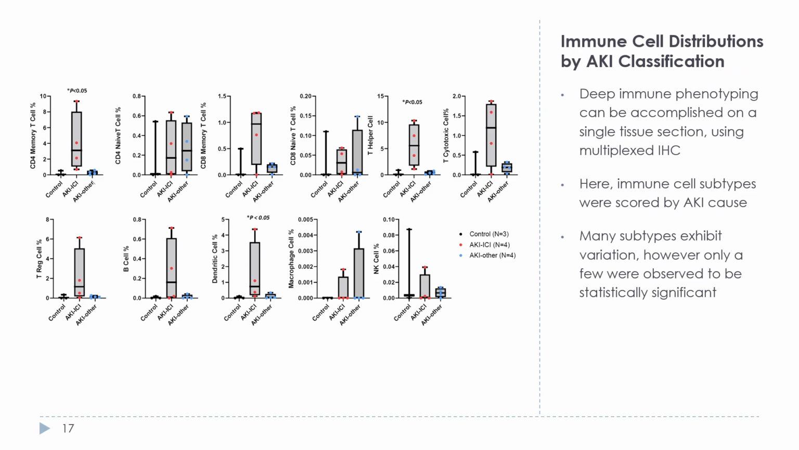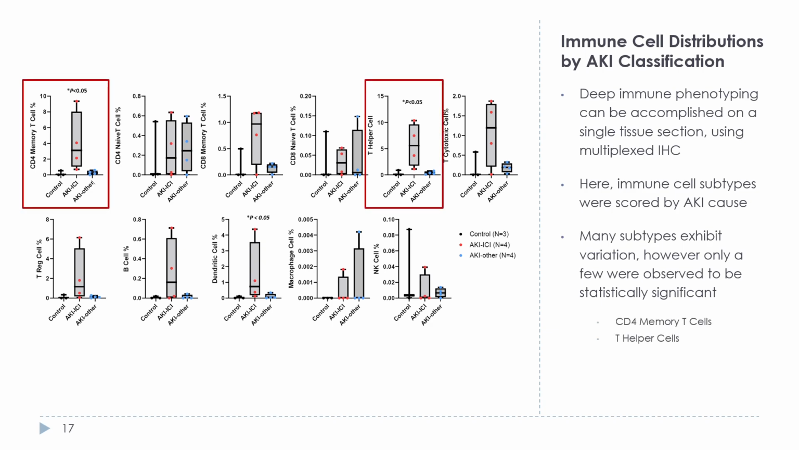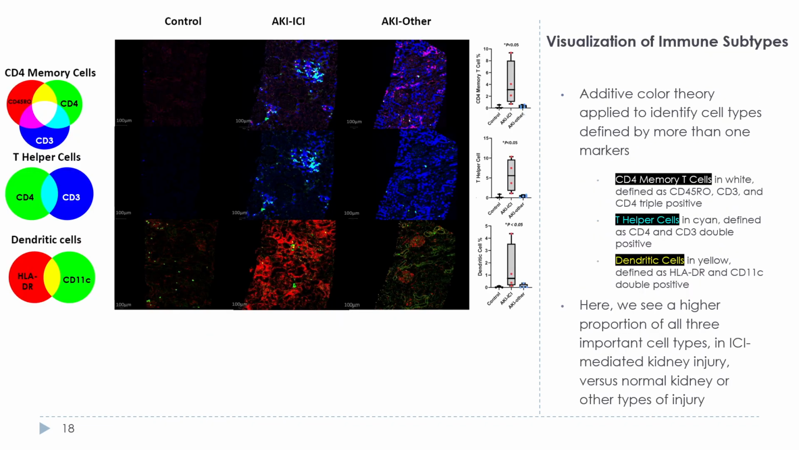Tying this back to the original study, we scored our samples for a variety of immune cell subtypes to identify those that exhibit differential scoring for one AKI classification relative to others. And while many subtypes do exhibit variation, CD4 memory T cells, T helper cells, and dendritic cells were ones observed to be statistically significant. But as the old saying goes, seeing is believing. So it's important to validate that what our results show is consistent with the images themselves.